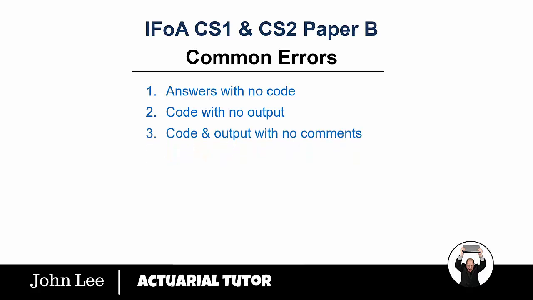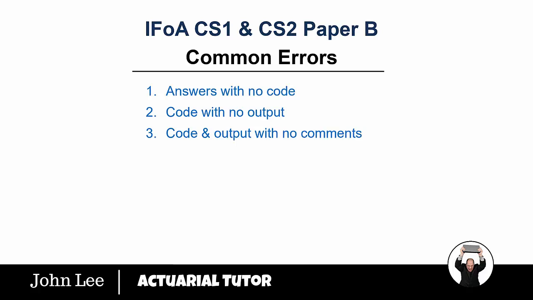Number 3, students including their code and output, but not adding any comments. So far, 30% of every CS1 Paper B exam has been for comments or interpretation of the output. For CS2, it has varied between 15 and 25%. In some places, it's obvious that you need to add some comments. For example, if you carry out a test, R will give the output with the p-value, but then you have to interpret whether or not you should reject the null hypothesis.